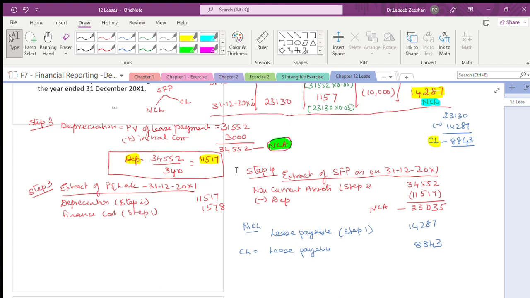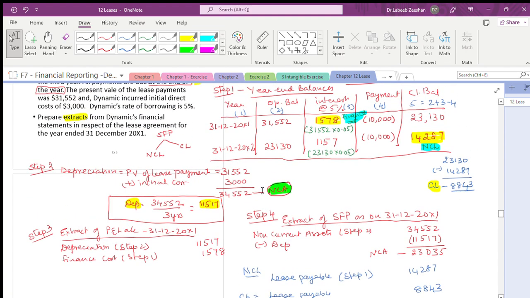Now you understand, this is the best way of doing it. Whenever we put step 1, step 2, step 3, step 4 like this, it will be easy for us when we want to make the summary at the end of the question. Is it clear?